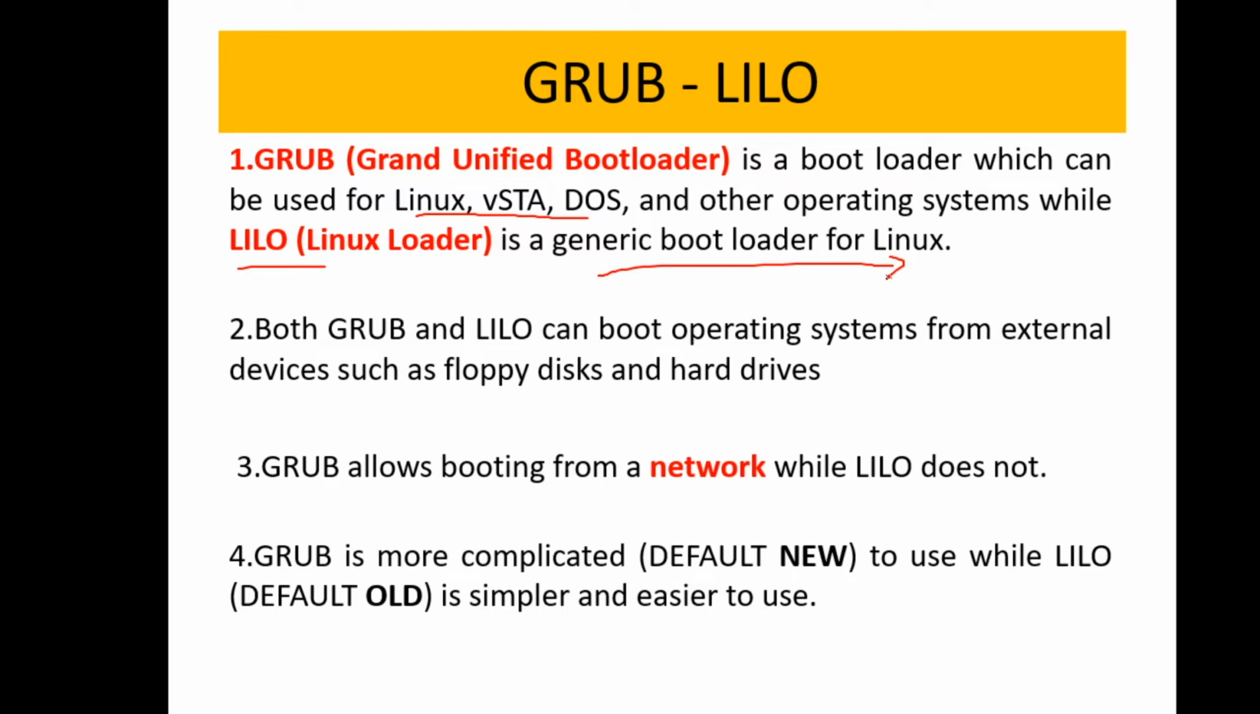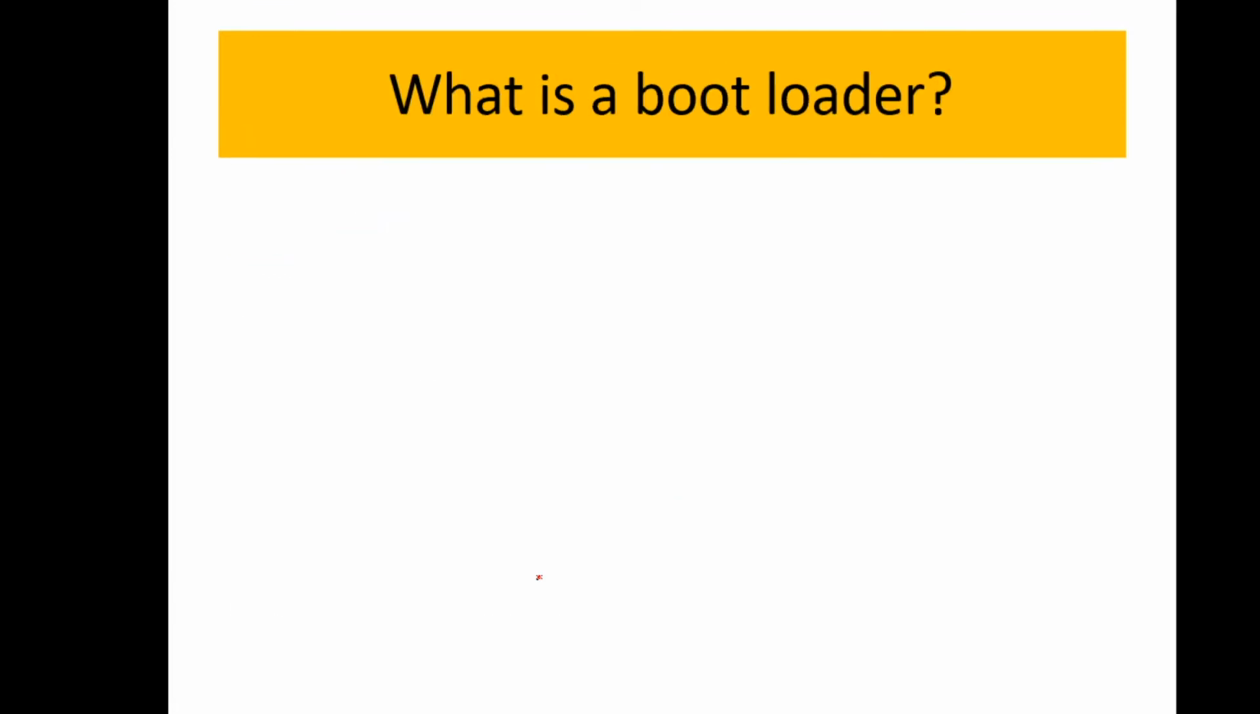The major difference between GRUB and Lilo is that GRUB allows booting from the network, while Lilo does not allow this. So GRUB is much more complicated. When we take the default, the new GRUB, even though it is much more complicated to use, while the Lilo Linux loader is simpler and easier to use. So the default for GRUB is default new, and for Lilo it is default old.